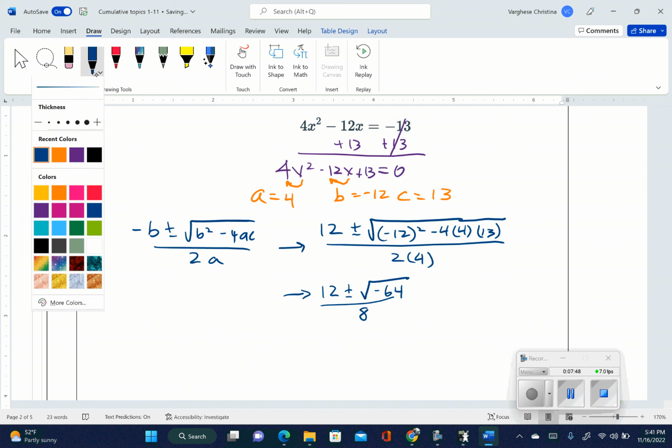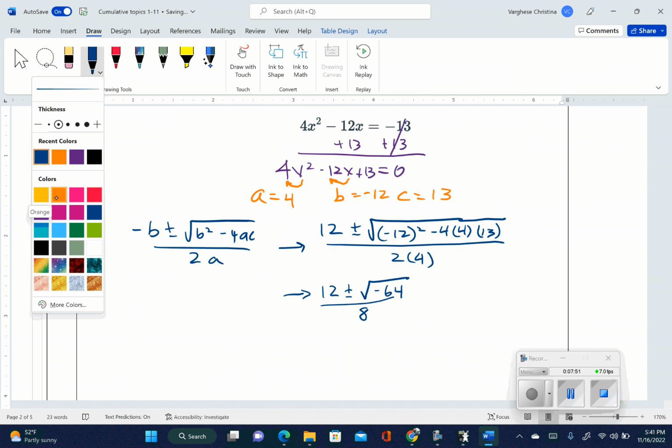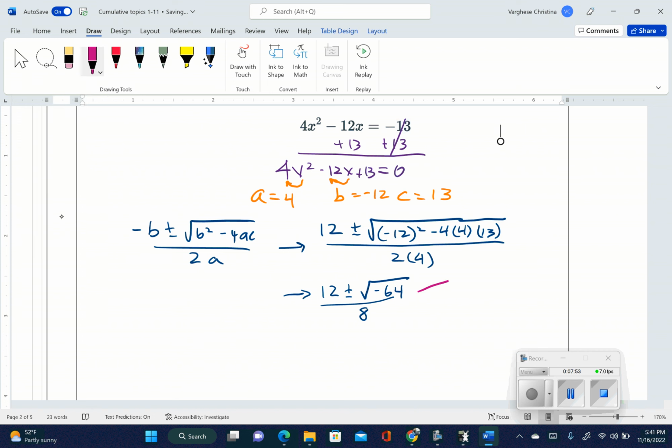So let's talk about what happens next, okay? Let's go to magenta. All right, so anytime there's a negative sign under the radical, an i comes out. So we're left with the i, and then the square root of 64 is a perfect square. 8 times 8 gives us 64, so the square root of 64 is 8. So what do we do with that? Still 12 plus or minus 8i, all over 8.